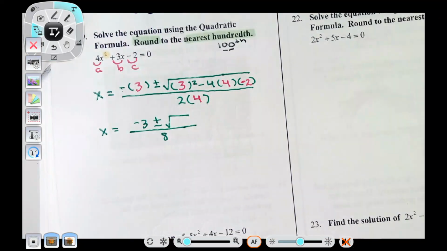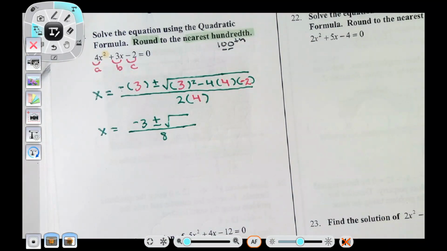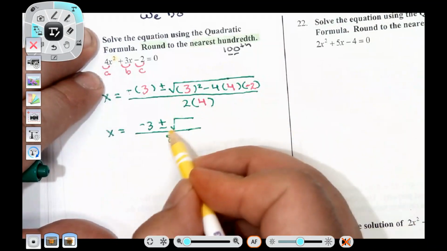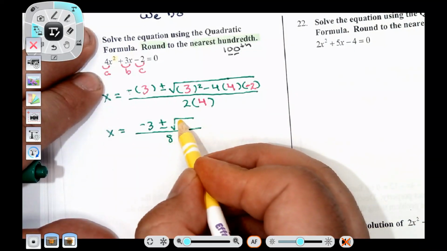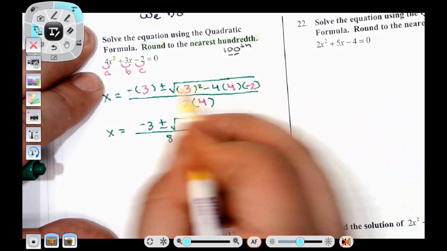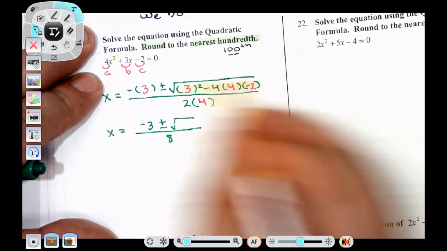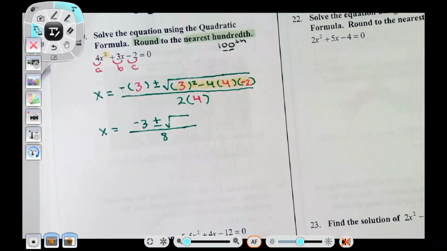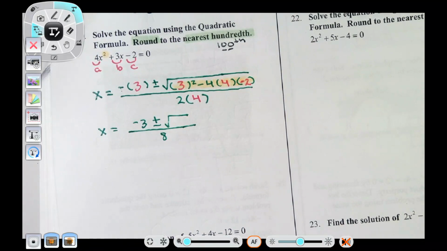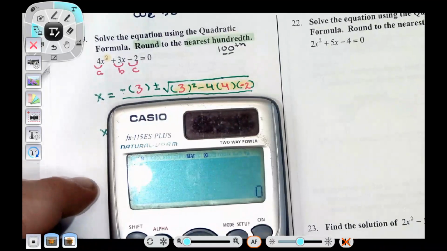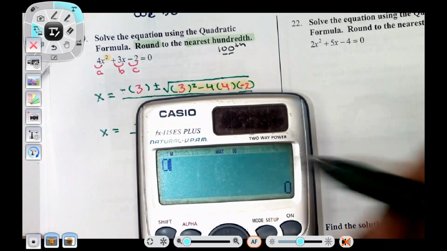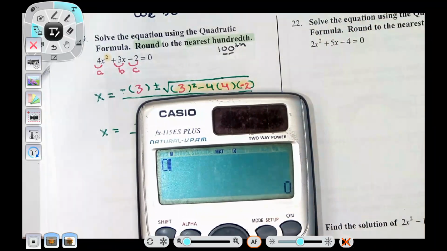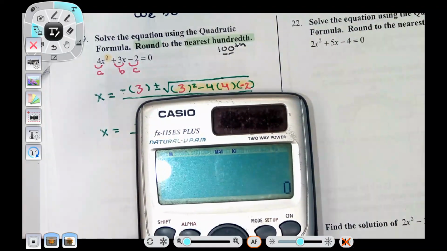Now it's time for me to start thinking about my calculator. But remember, you're not going to put this into the calculator yet. Don't use this symbol. This is what you're going to type into your calculator. So I don't have Desmos here, so I'm going to go with my old school calculator. And I'm going to type all this yellow stuff in that we see on top, exactly the way we see it.